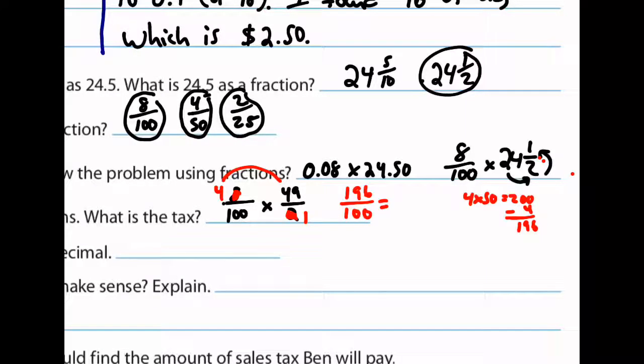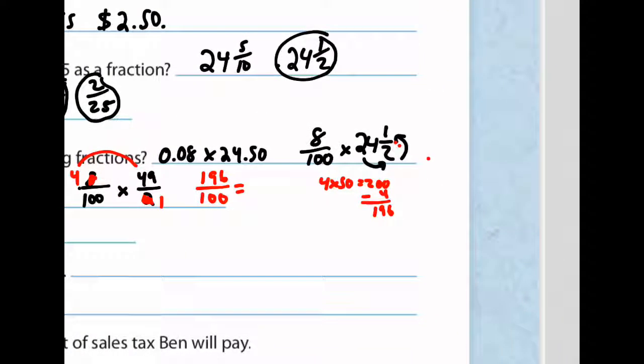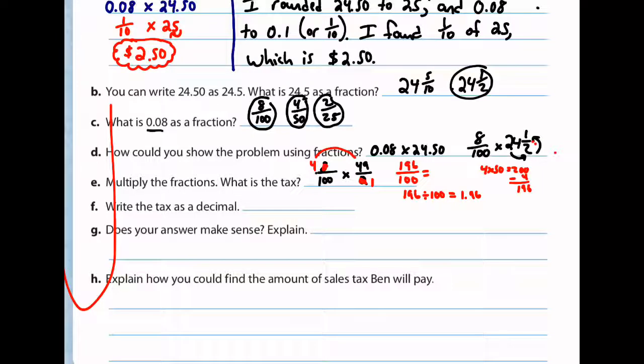And I could reduce that 196 over 100 if I divide by 2. Well, let me think of it this way. I'm going to think of this as a division problem. 196 divided by 100. I'm just going to move the decimal twice to the left and get 1.96. All right. Now, let me continue. What is the tax as a decimal? It's $1.96.